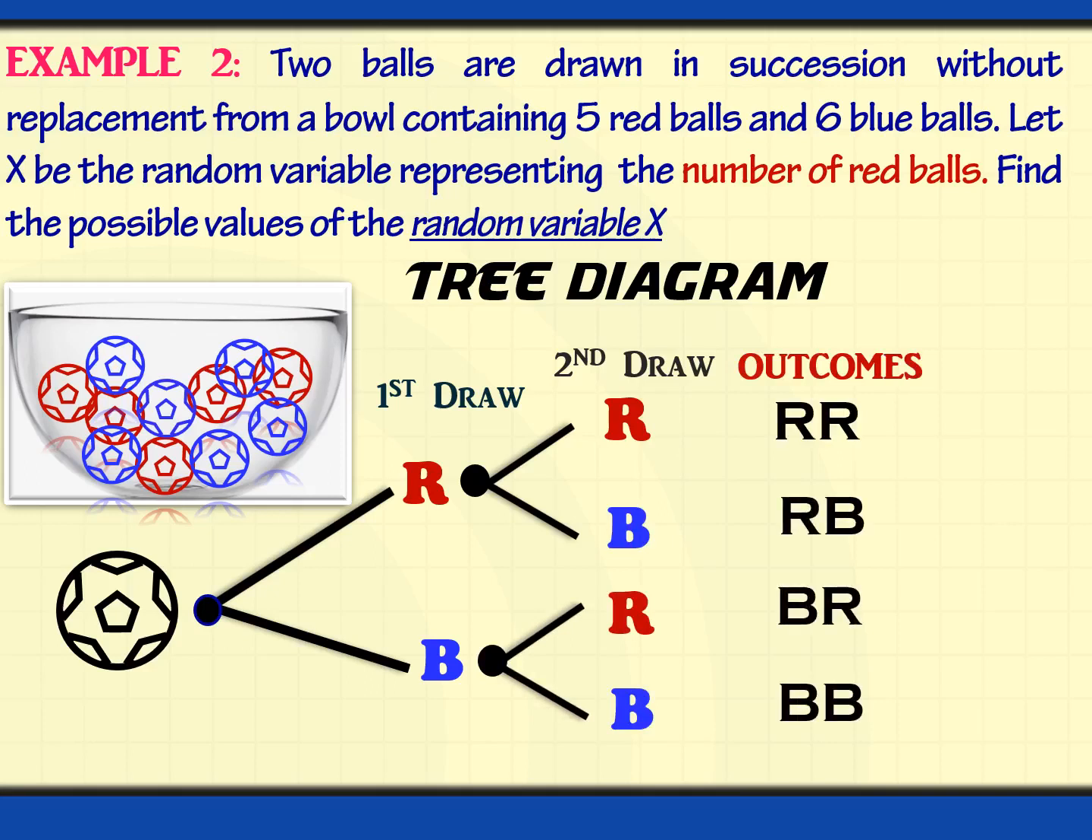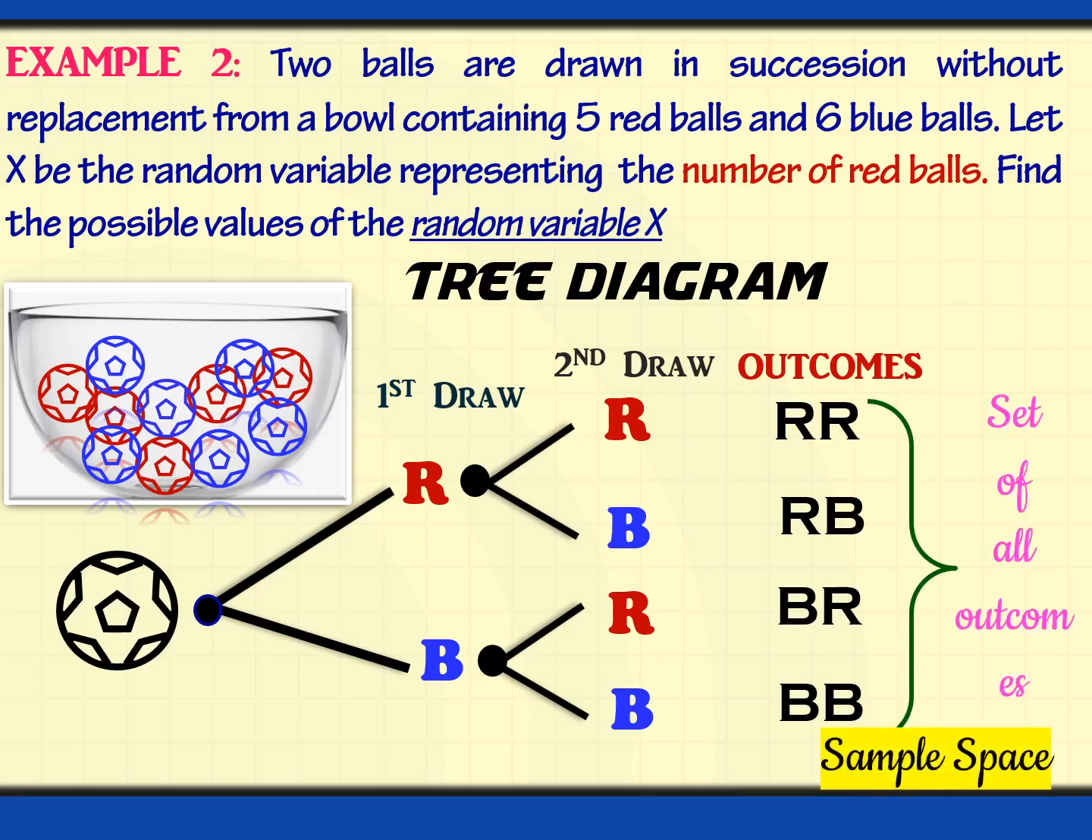So, if you have a red on the first draw, you can either have a red on the second draw or a blue. So that will be red, red, or red, blue. But if we have a blue on the first draw, your second draw could either be red or blue. So we can have blue, red, or blue, blue. So did you follow? So these are again your set of all outcomes or your sample space. So we only have 4. I hope that is clear. That is for step number 1.